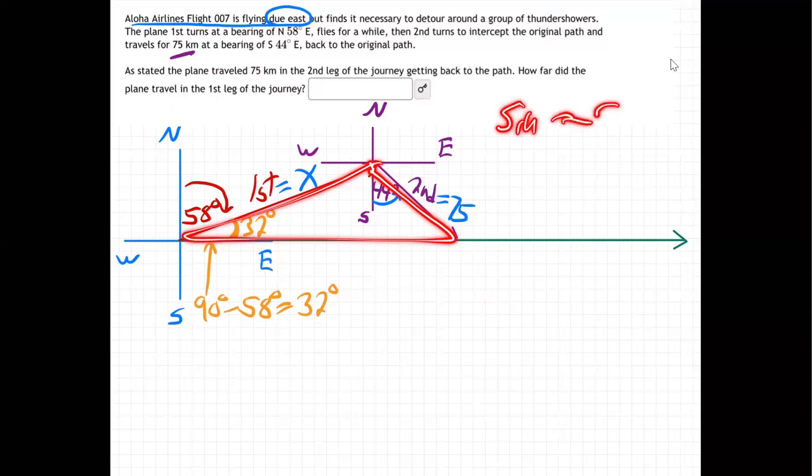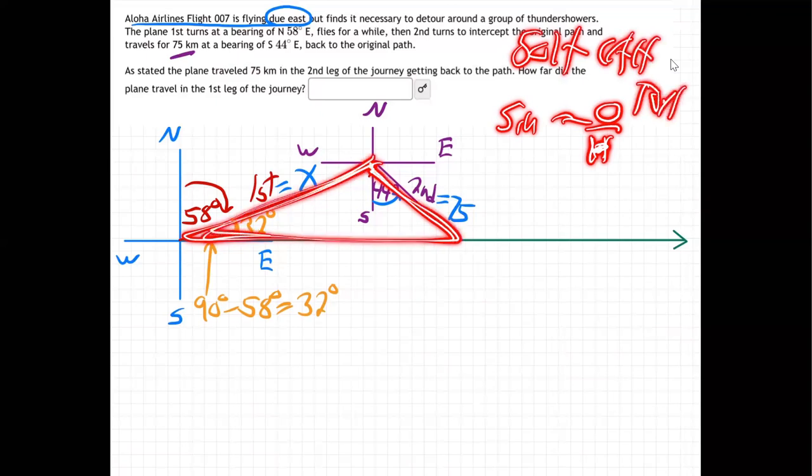Sine is opposite over hypotenuse. Hypotenuse means the side opposite the right angle. You've got to have a right angle, you've got to have a right triangle. So to use SOHCAHTOA, you have to have a right triangle. Well, this is not a right triangle. There's no right angle here. That's why we're using law of sines and cosines.